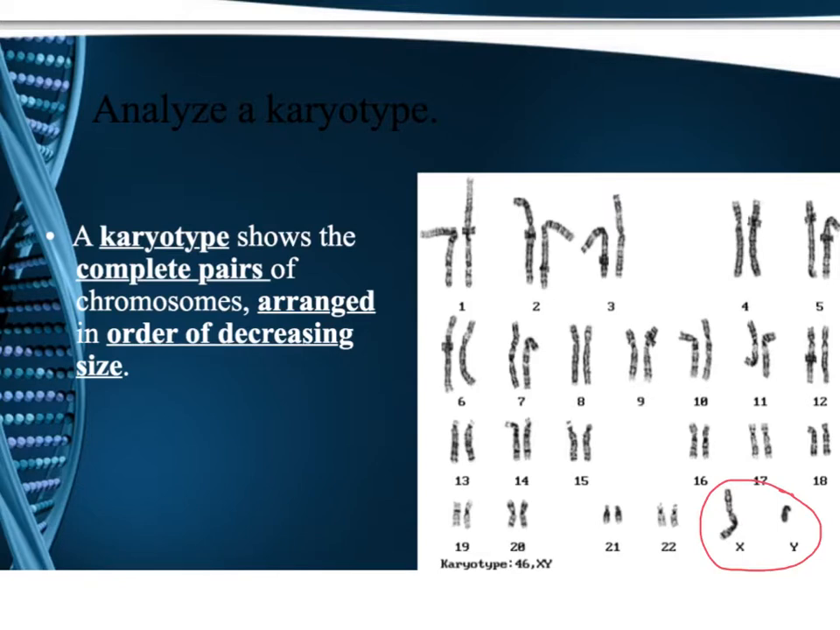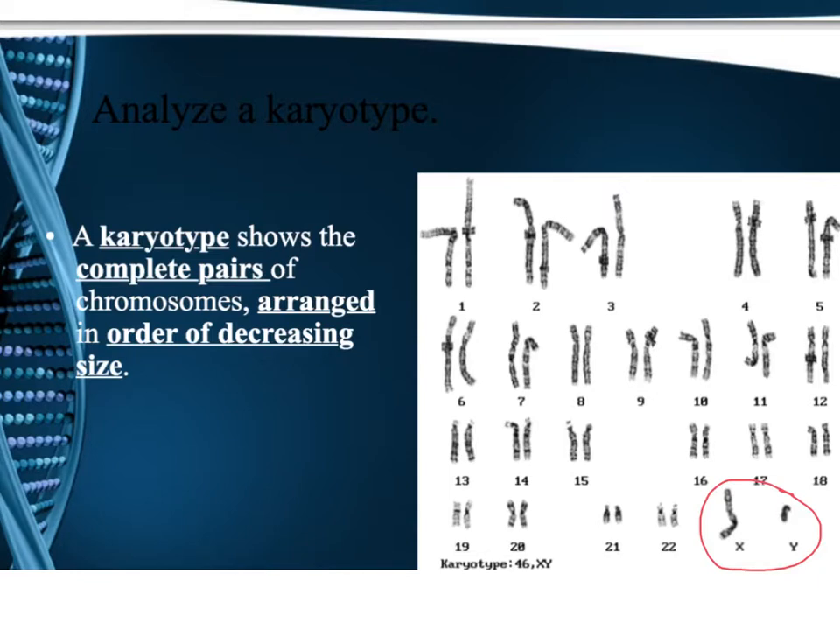Now, is this a male or is this a female? Let me just ask. If you have an X as one sex chromosome, and you have a Y as your second sex chromosome, X and Y, what are you? You would be a boy.